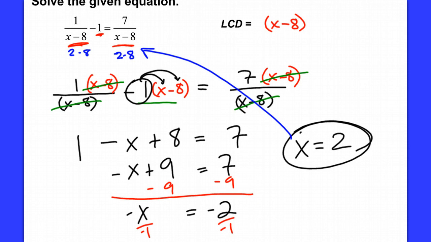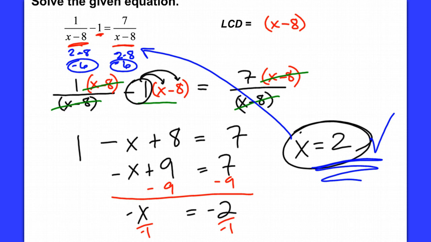And of course that would give me negative 6 on both fractions. So -6 is not 0. So this answer is okay. It's a good answer. So our final answer is that x is equal to 2 here.